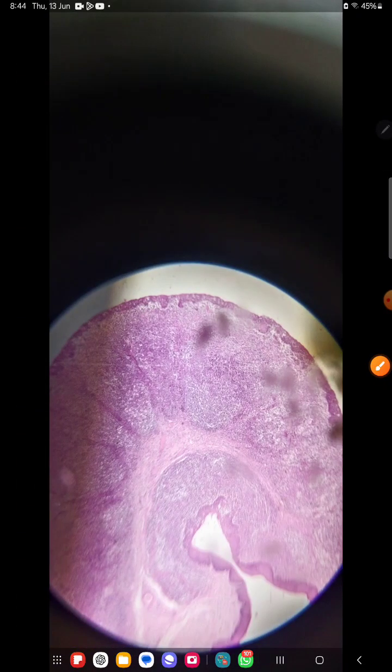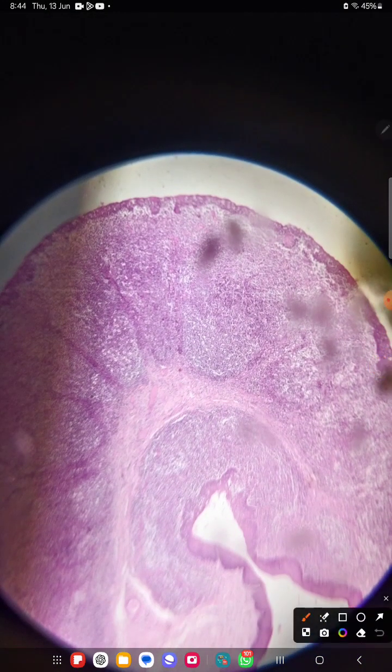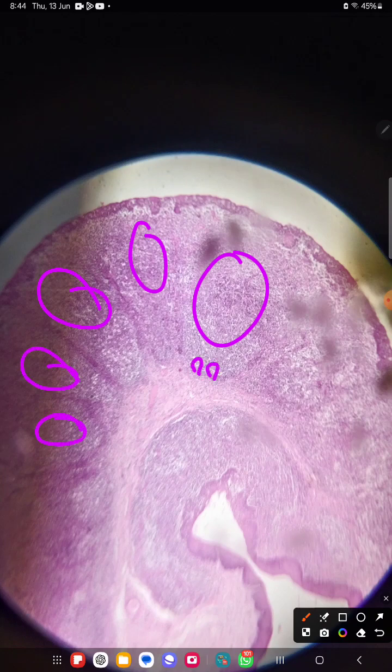This looks very similar. Don't confuse the cerebellum with the tonsil. It is very confusing, so we have to mention the lymph node also present. The cerebellum contains such kinds of lobules also. So we should not confuse that.